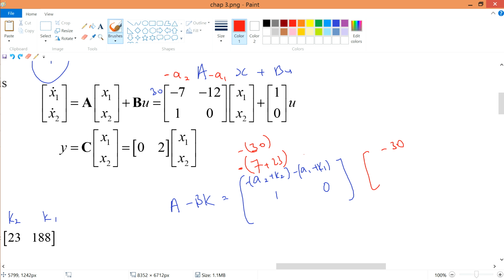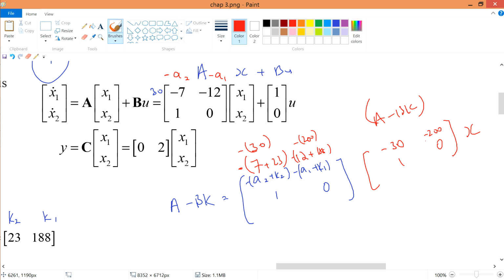Alright, so I think you get what I mean. So A1 is 12 in our case, plus K1, which is 188. So I have 188. So therefore 188 plus 12 is minus 200. So I have minus 200. And then the rest is simply the same, 1 0. So this is my A minus BK closed loop matrix times X.